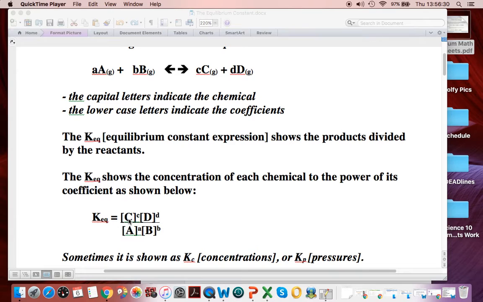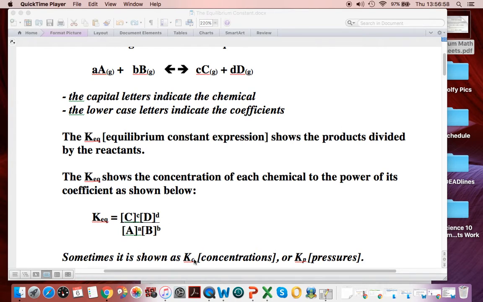So we have the big C in square brackets. You should remember from last year, square brackets means concentration. Concentration of C to the c power. Concentration of D to the little d, whatever that number is. Concentration of A to its coefficient. Concentration of B to its coefficient. So maybe that's making it look tricky, but it really isn't.